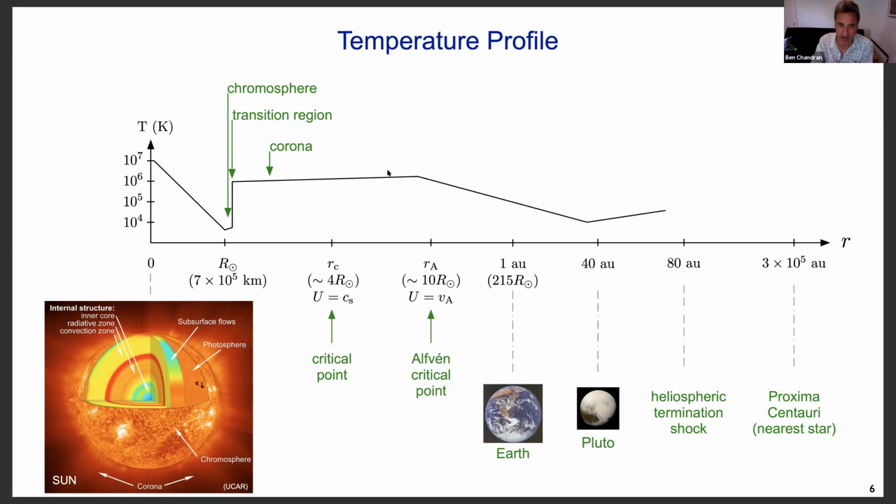And it stays at approximately 1,000,000 Kelvin out to the Alfvén critical point, beyond which the temperature starts to fall as a power law in radius, before ticking up again in the outer heliosphere. One of our goals here is to explain this temperature profile and also the flow speed profile of this system, the density profile, and the mass loss rate as well.